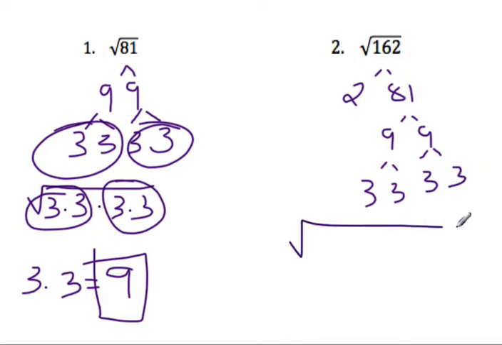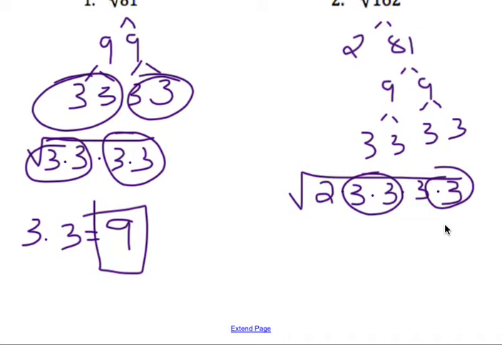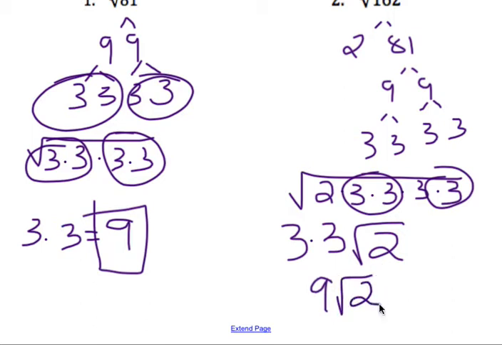So now that I have that done, I'm going to write it all underneath that radical. So I'm going to have 2 times 3 times 3 times 3 times 3. So I have 2 pairs of 3's. So each of those pairs of 3's is going to come out on the outside, and then left underneath the radical is going to be that 2. So 3 times 3 is 9, and then I'm going to keep that 2 underneath the radical, so I'm left with the square root of 2.